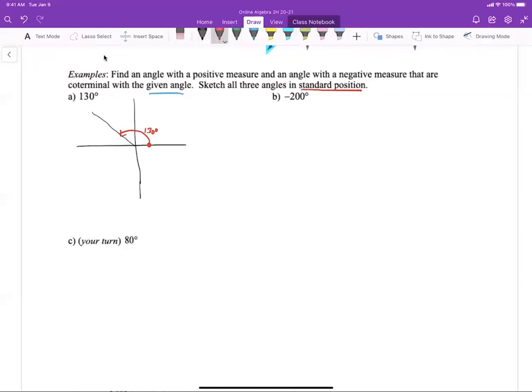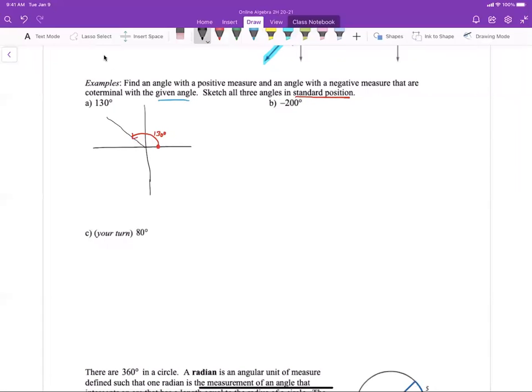Okay. Now we have been asked to find a positive and negative measure that are coterminal. So here's what we're going to do. First, we're going to take that 130 and we're going to add 360 degrees. So we will get 490 degrees. So we are going to draw a positive 490 degrees. So I've got to go all the way around. There's 360. And if I go to here, guess what? That will be the same terminal end, and that is my positive 490 degrees.